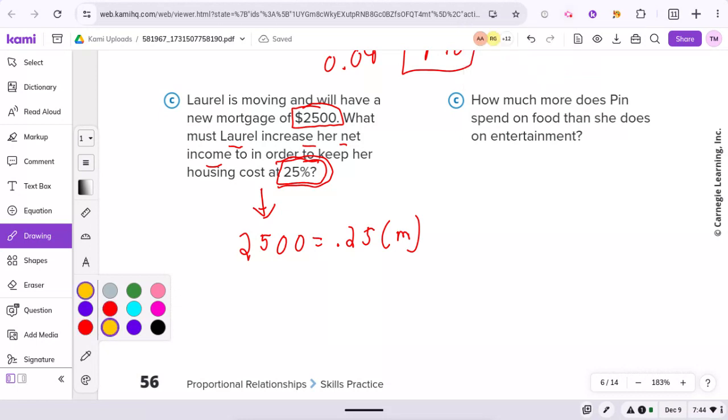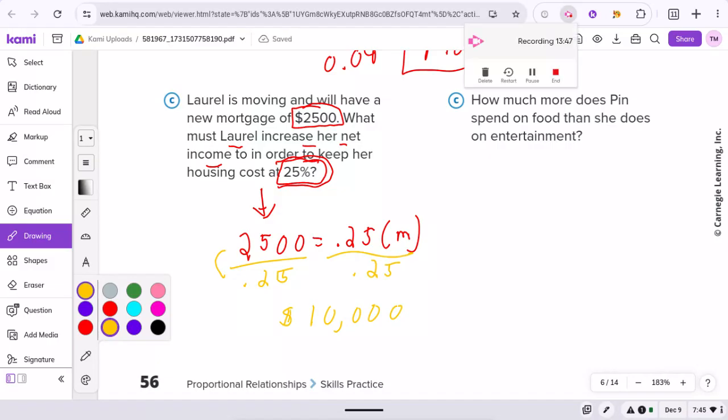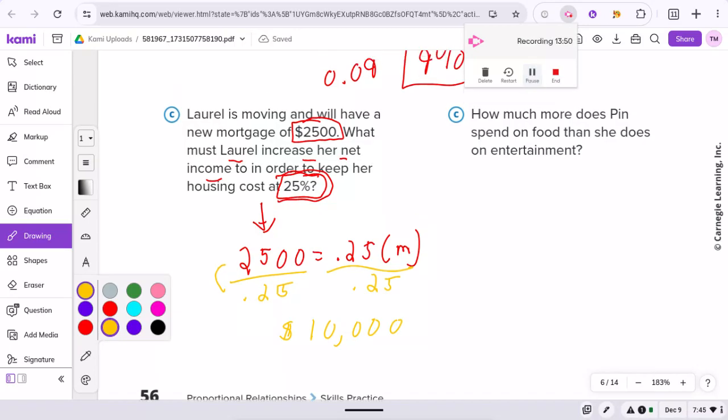So for this one, you would divide by 0.25 on both sides. Divide by 0.25. So you'd have 2,500 divided by 0.25. So she would need to increase her monthly income quite a bit to $10,000.